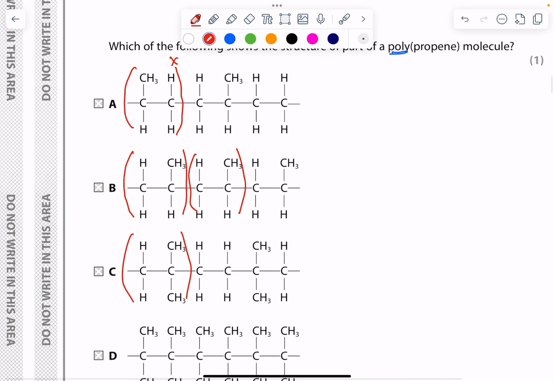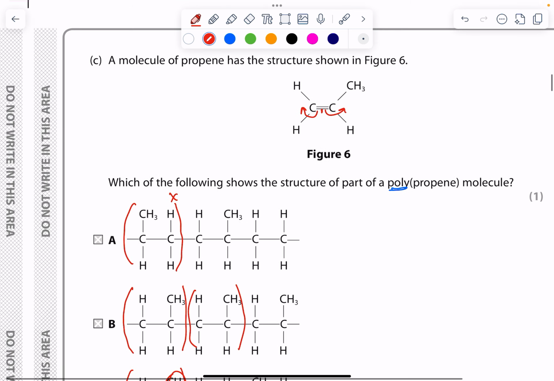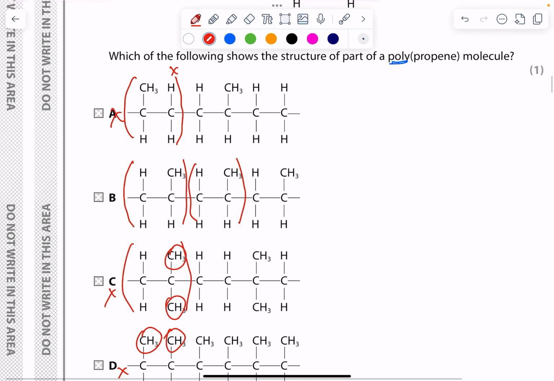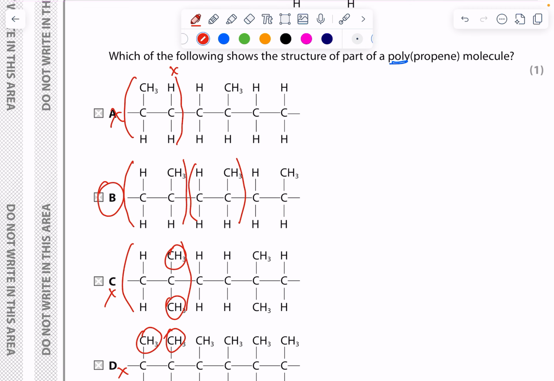This one's not right because there's two CH3s here, and this structure's only got one CH3 on the end, and this one's not right because it's got 1, 2, 3, 4 CH3s, so that's not right, that's not right. This is the wrong way around, so it's option B is the correct answer.